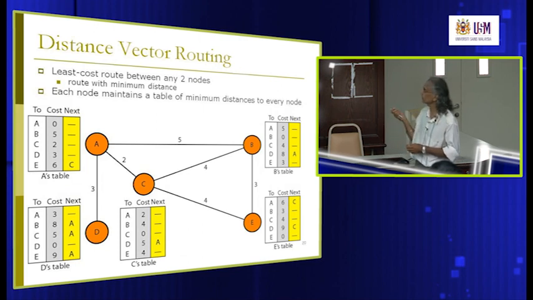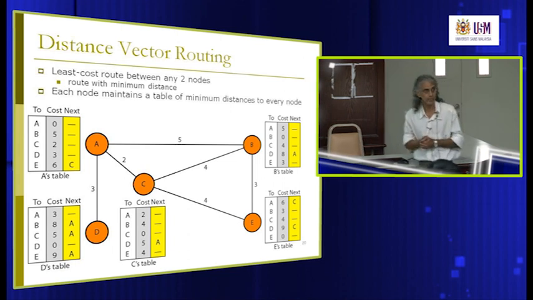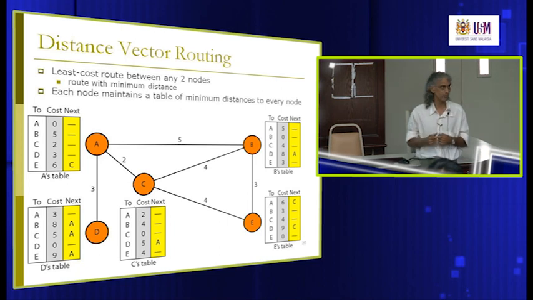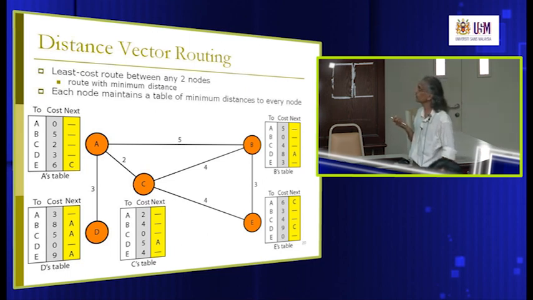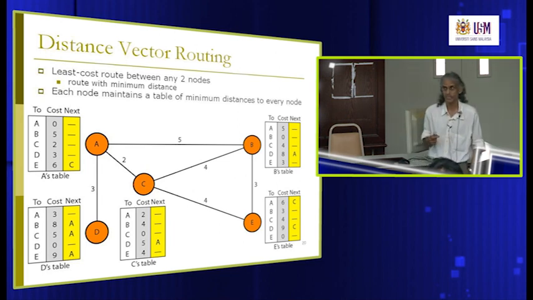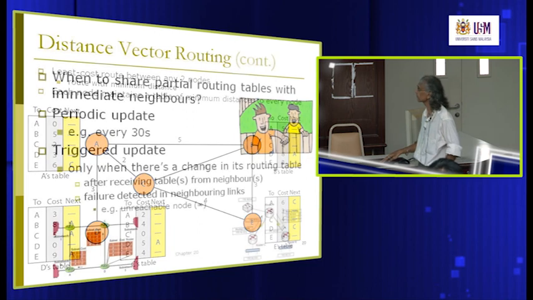So this is the final version of the routing tables for each of the routers after they have exchanged information. The main thing is that after it stabilizes, it will show the least cost route between any two nodes on the particular network.